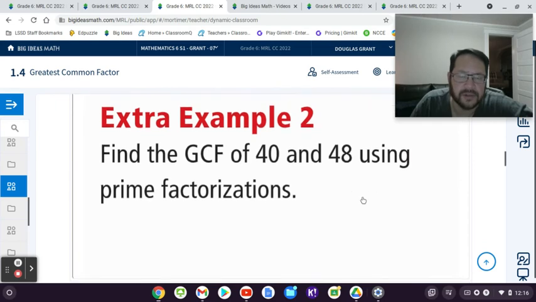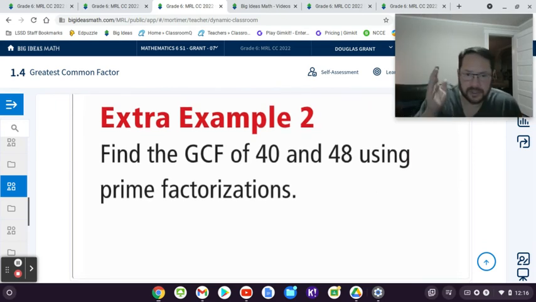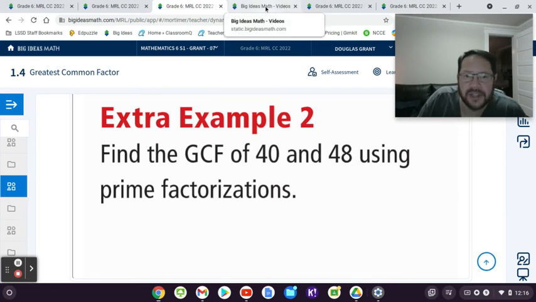So you can either do the list method or do the prime factorization method, but I want you to find the GCF of 40 and 48. It says using prime factorization, but you can do the list if you want. But do this on scratch paper and see what you get. Okay, now let's watch this little video where they walk you through how to do this using prime factorization.